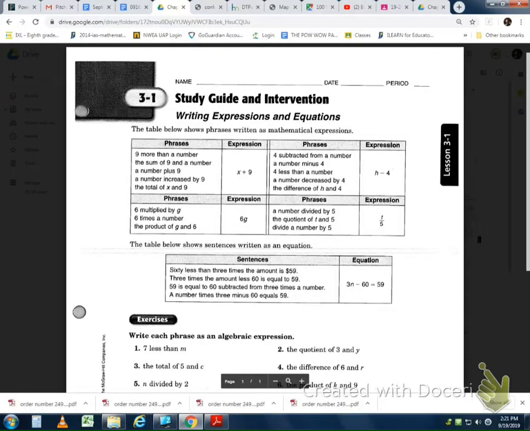Lesson 3-1, writing expressions and equations. So, first of all, let's talk about the difference between expressions and equations.